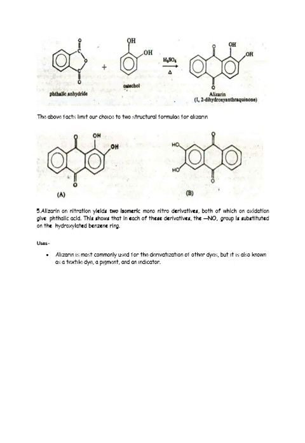Alizarin on nitration yields two isomeric mononitro derivatives, both of which on oxidation give phthalic acid. This shows that in each of these derivatives the NO2 group is substituted on the hydroxylated benzene ring. Uses. Alizarin is most commonly used for the derivatization of other dyes, but it is also known as a textile dye, pigment, and as an indicator.